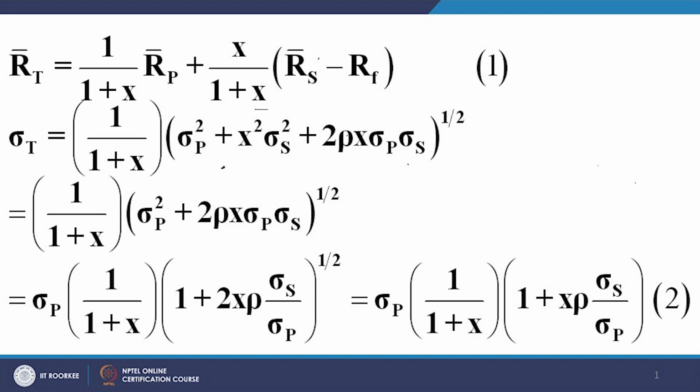And when we simplify this expression, first of all, because x is small, we ignore the second order term here. This second order term in x, that is x square sigma S square, is ignored because x is taken to be very small, infinitesimal, and then we use the binomial expression and curtail to first order, and we arrive at equation number 2 for the standard deviation of portfolio T. So, the standard deviation of portfolio T is represented by equation number 2 here.